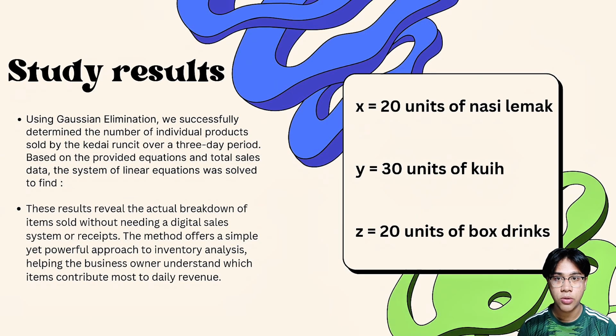18.57 ringgit. Study result. Using Gaussian elimination, we successfully determined the number of individual products sold by the kedai runcit over a 3-day period. Based on the provided equations and total sales data, the system of linear equations was solved to find that x equals 20 units of nasi lemak, y equals 30 units of kuih, and z equals 20 units of box drink. This result revealed the actual breakdown of items sold without needing a digital sales system or receipts.